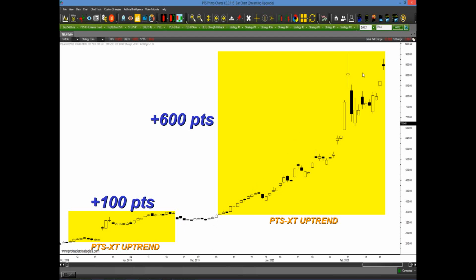Remember, the beauty of this tool is not only does it tell you these high probability areas for an extreme trend to take place, but it also keeps you out and tells you to avoid the trading when there isn't a block, when there isn't a zone being generated.